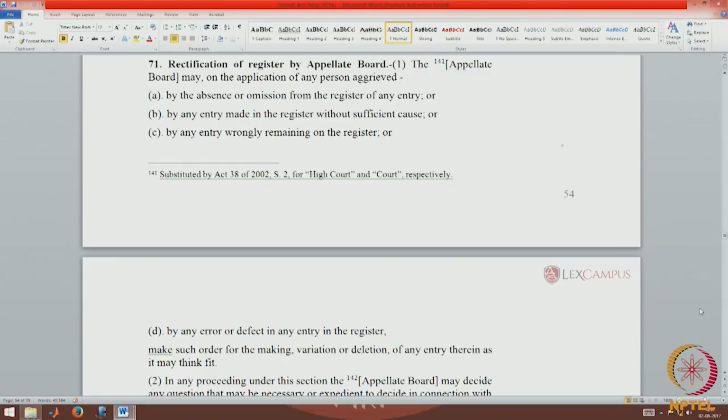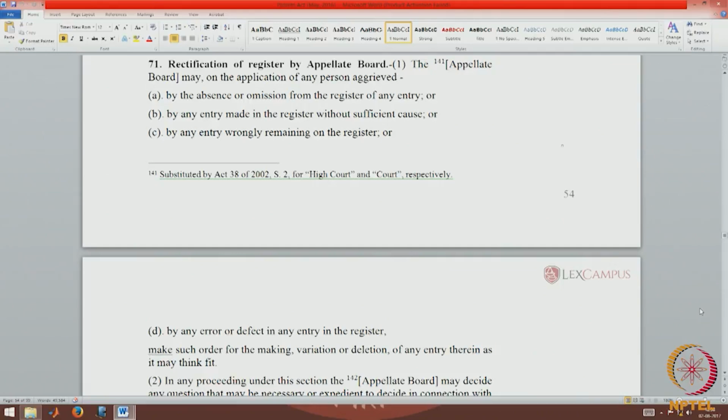A, by absence or omission from the register of any entry. For instance, he is entitled to a share in a patent, but his name does not figure in the register. Everything is done, the deal is done, the documents are signed and executed, but for some reason it does not figure in the register. So he can approach. He becomes an aggrieved person because there is an absence or an omission from the register of any entry, and this entry being his name. Also, by any entry made in the register without sufficient cause.